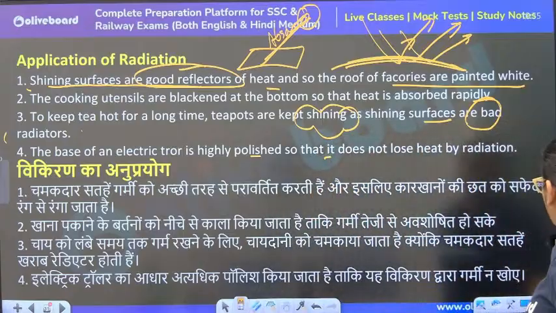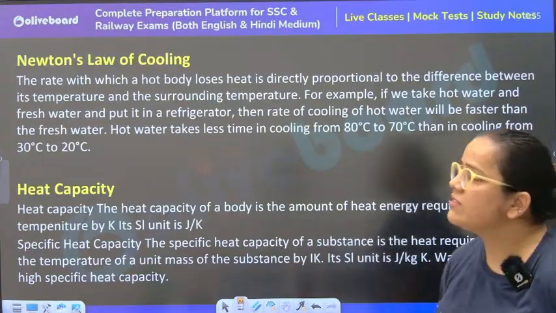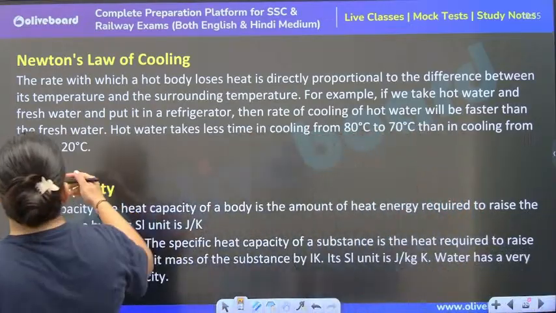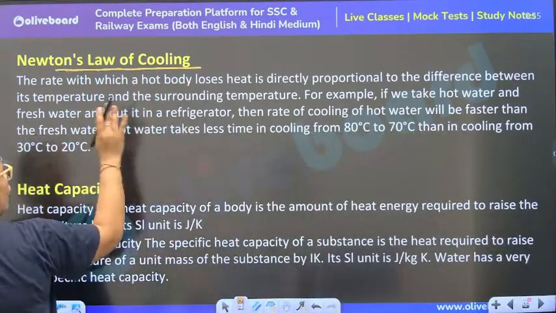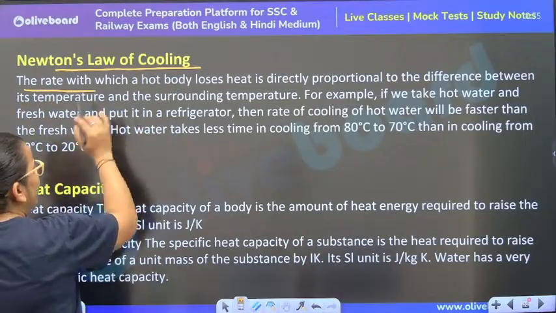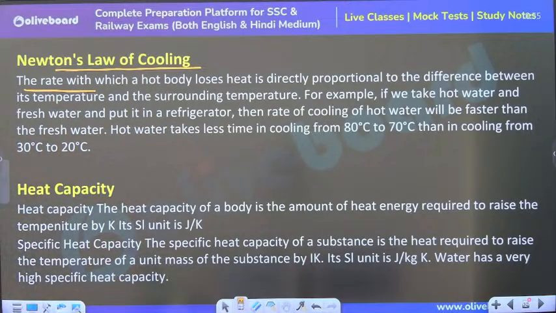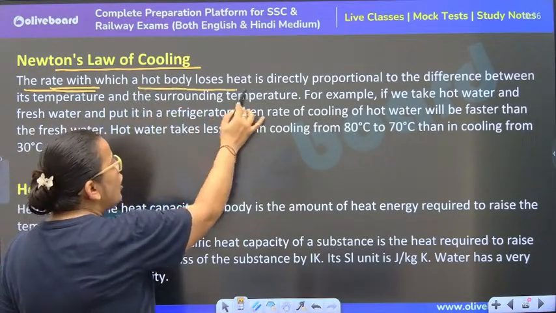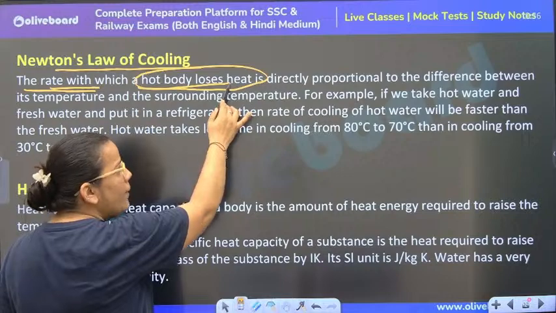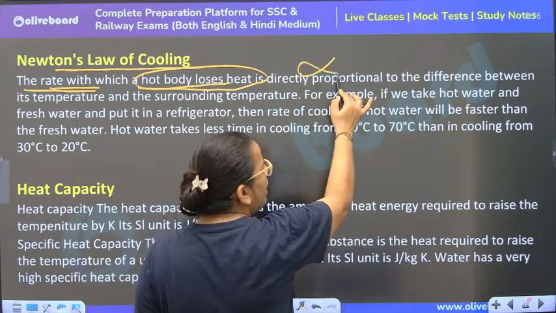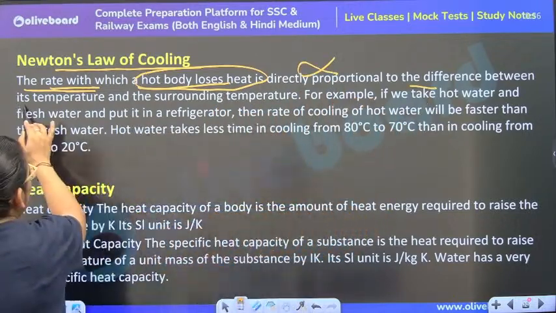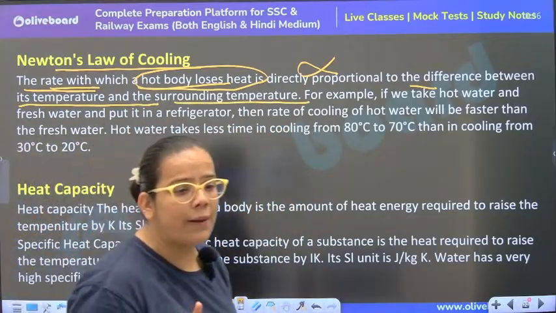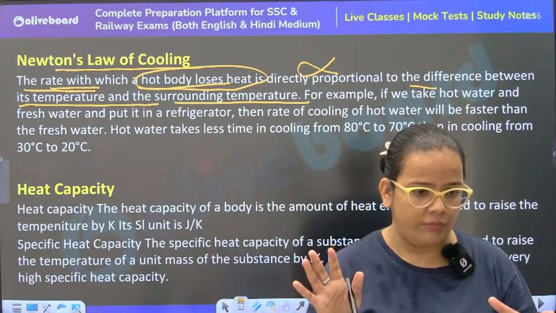See, now moving to the next part, your next topic is Newton's law of cooling. Sometimes you will receive a question from this segment too. Now, what is Newton's law of cooling? He stated that the rate with which a hot body loses heat is directly proportional to the difference between its temperature and the surrounding temperature. For example, we have hot water, right?